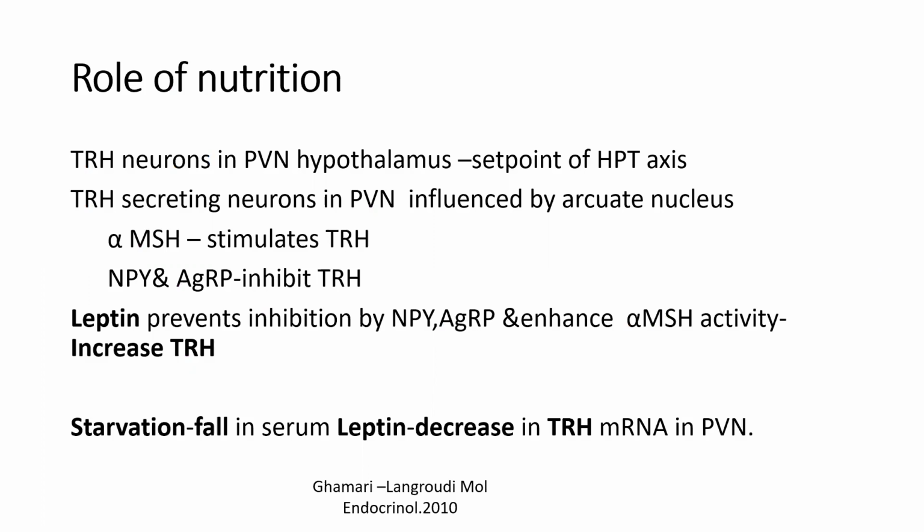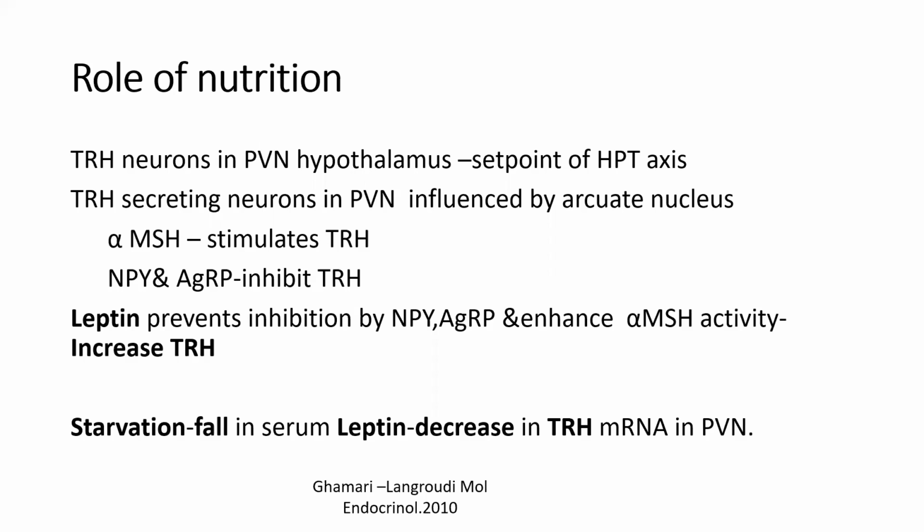Then about the role of nutrition. During starvation, what happens? Usually TRH neurons in the hypothalamus are the set point of the hypothalamo-pituitary thyroid axis. TRH secreting neurons are influenced by the arcuate nucleus. The arcuate nucleus secretes alpha MSH, which will stimulate the TRH, and neuropeptide Y and agouti related peptide, which will inhibit the TRH. Leptin will prevent the inhibition by neuropeptide Y and agouti related peptide and enhance the alpha MSH activity. So leptin will increase the TRH and increase the thyroid hormone secretion.